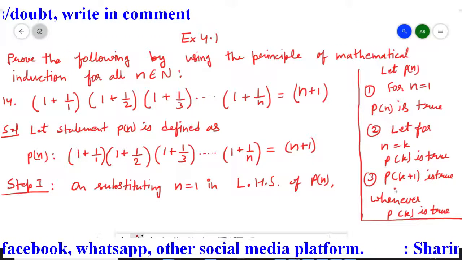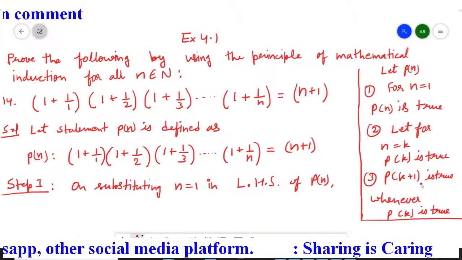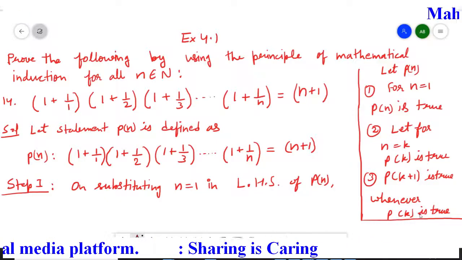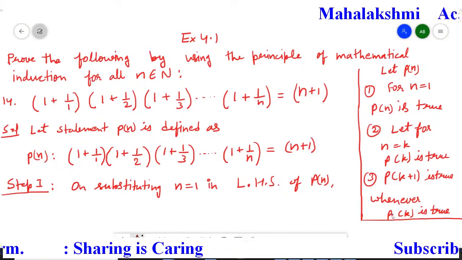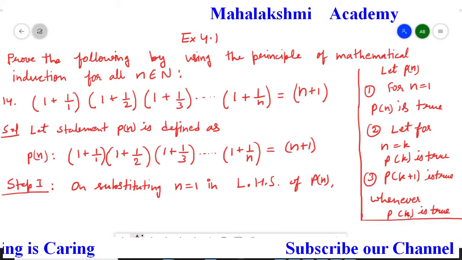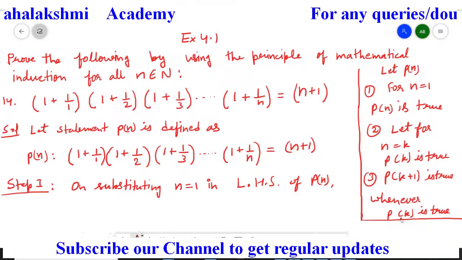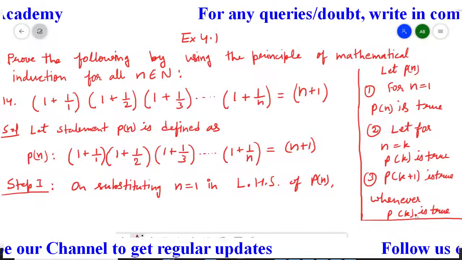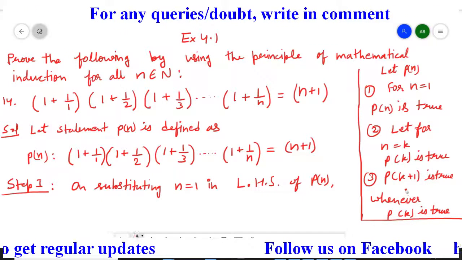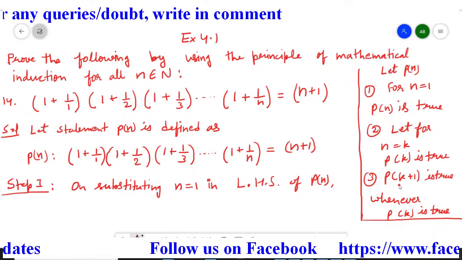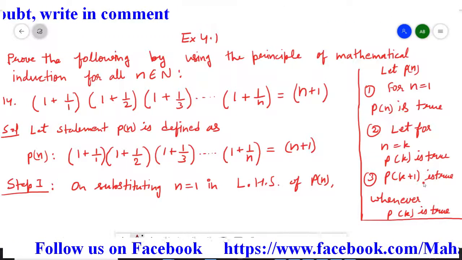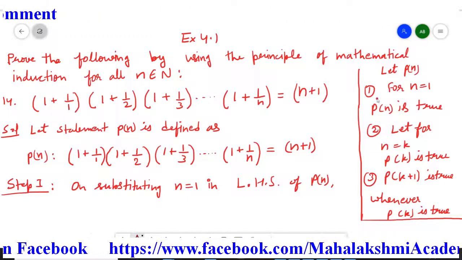Now in the third step, we have to show that Pk plus 1 is true whenever Pk is true. This means that by using the Pk statement, we have to prove Pk plus 1 is true. So now we are going to carry out these three steps.